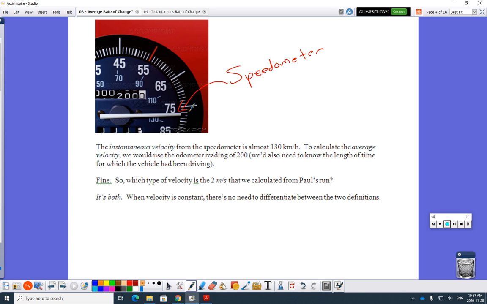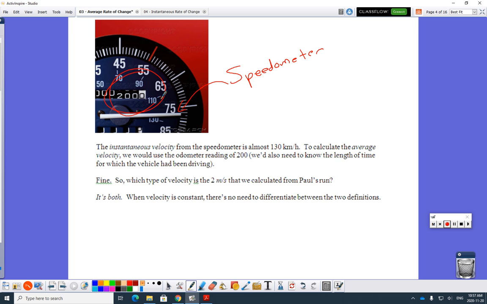To calculate the average velocity, we would use the odometer reading. Just imagine for a second that I got a brand new car at the start of the weekend, and over the weekend, I drove 200 kilometers. You go, okay, that's a good start to average velocity. I know you went 200 kilometers. Now we need to know how much time you were using to drive around. Then you could figure out average velocity. Not easy to do, right? Average velocity is a little more difficult to calculate because you need the whole distance and the whole time.